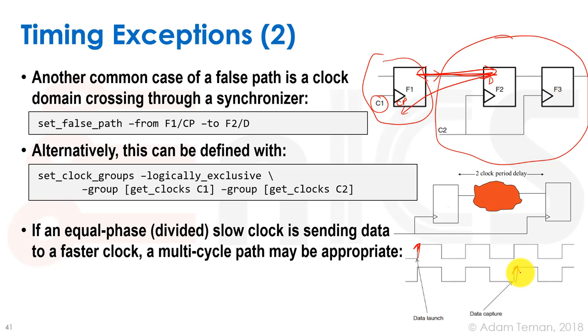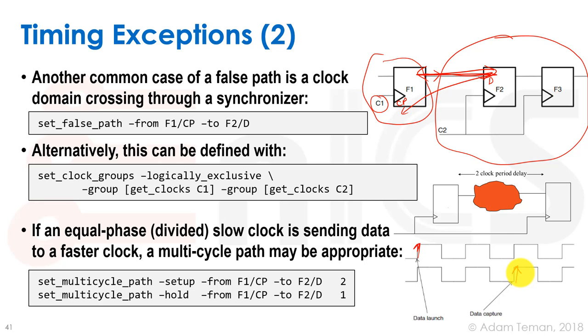What we're going to do is use a command called set_multicycle_path. So set_multicycle_path from flip-flop 1 CP to flip-flop 2 D, right? That's what we wanted to do. And we say that it will take two clock cycles. But look here, we said that's -setup. So that's a multicycle path only for setup or max delay checks.